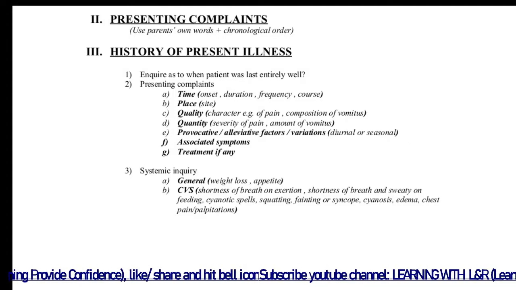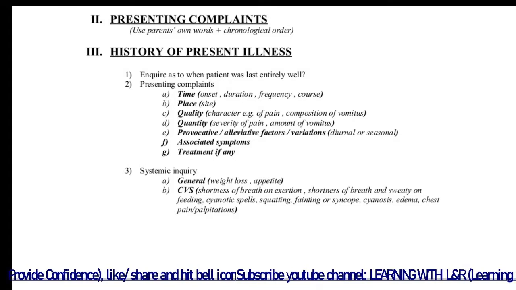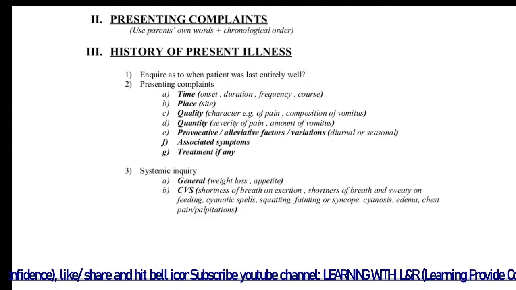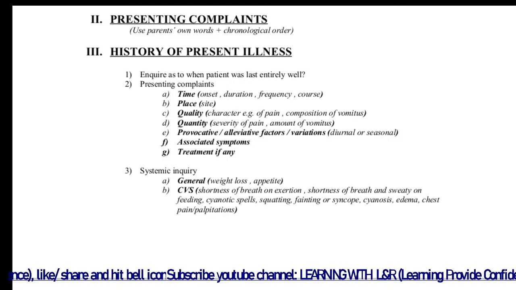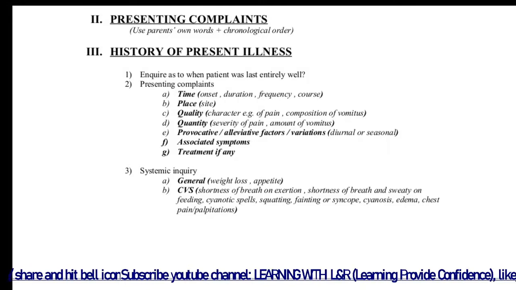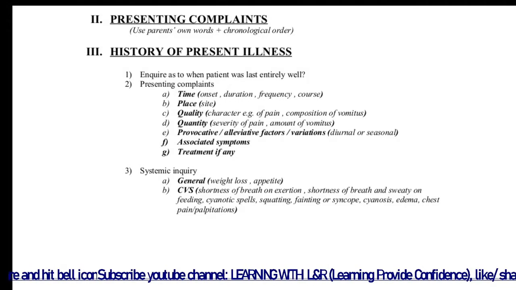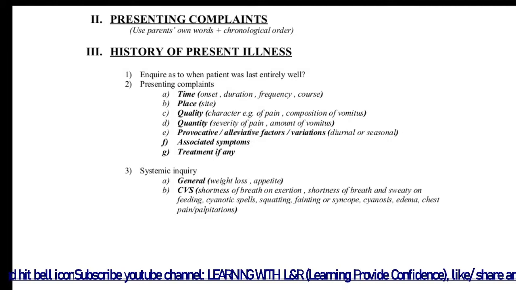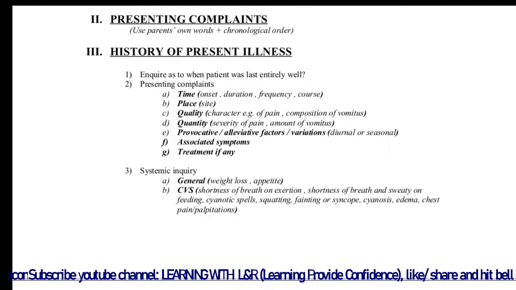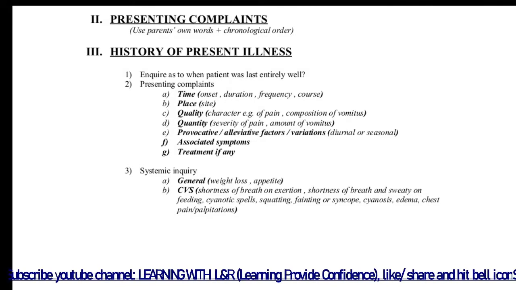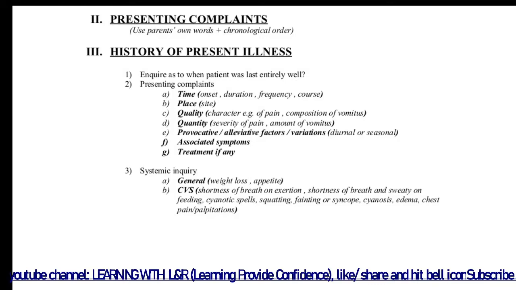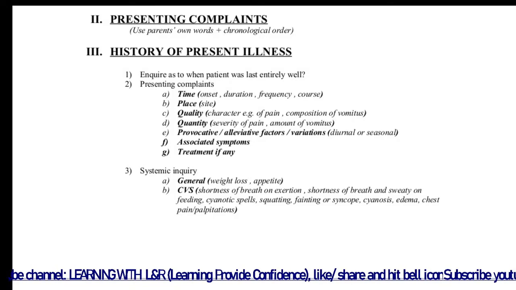It occurs due to hypoxic events in a child due to decreased pulmonary blood flow and right to left shunting. Then next is squatting. It is a position adopted by the child with cyanotic congenital heart disease, and this position helps to relieve exertion-induced dyspnea, right? Then fainting or syncope, which is the temporary loss of consciousness. Then cyanosis, the bluish discoloration, edema, chest pain and palpitation.